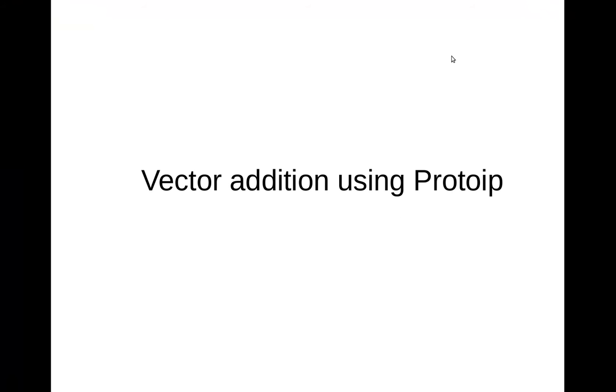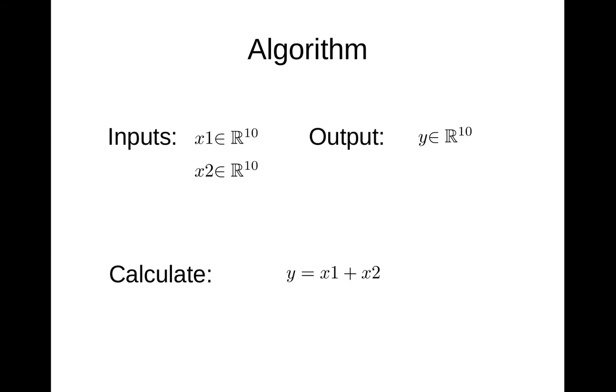Hello. In this video we will implement vector-vector addition on FPGA using Protoip software tool. The algorithm of interest is the following. We have two input vectors, 10 elements each, x1 and x2, and one output vector of the same dimension. And what we're trying to implement is add x1 plus x2 in order to get y.